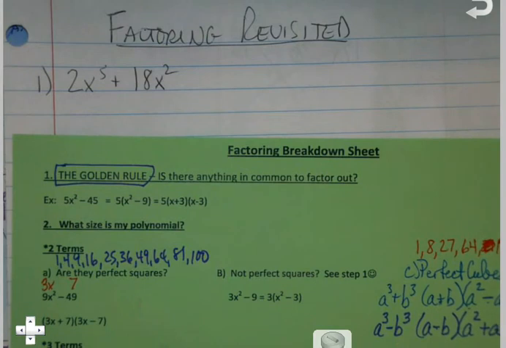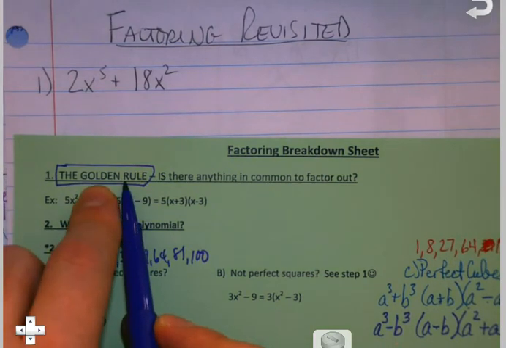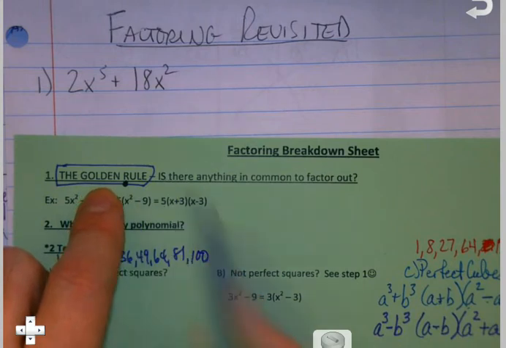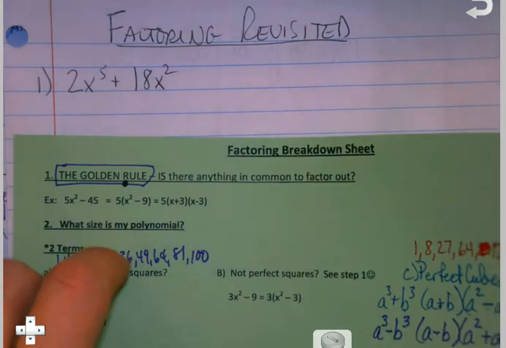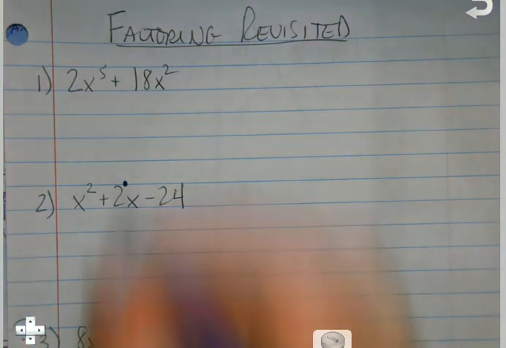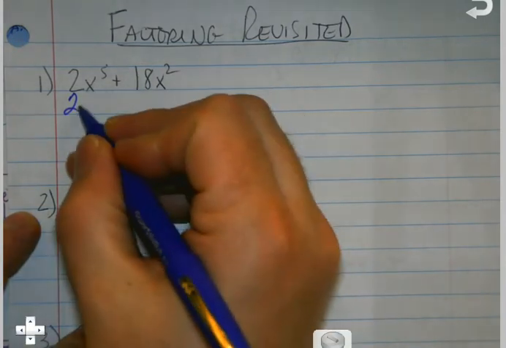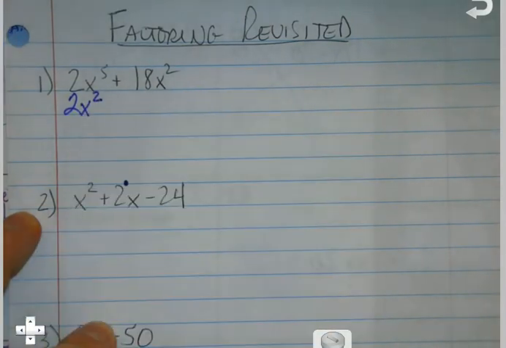So I look at number 1. And on every single one of these, you have to do this. Is there anything in common that both of those terms have? Is anything divisible into 2 and 18? 2, okay. Do they both have a variable? Yes, okay. If they have something in common, we're always going to take the one with the smaller exponent. Okay, so we're going to take 2x squared out.